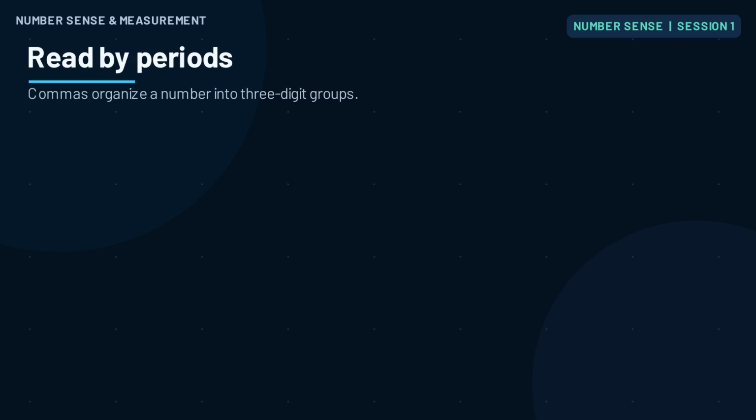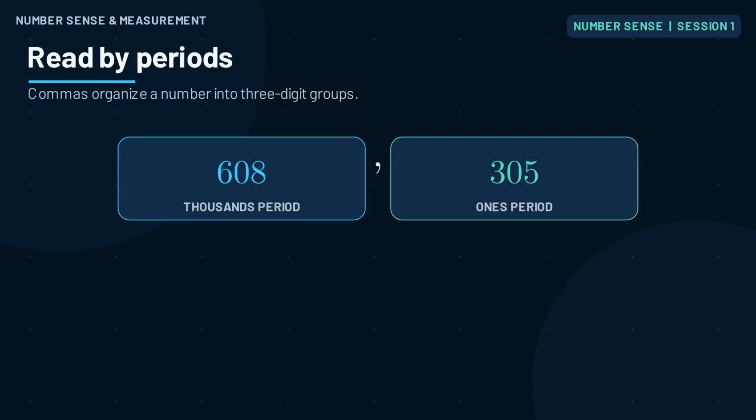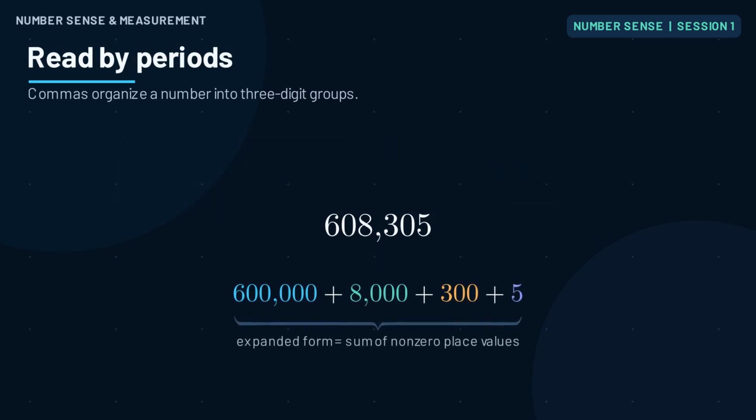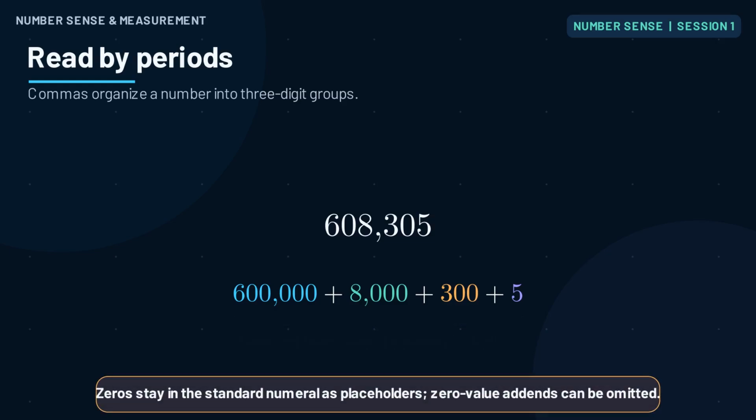Commas divide a whole number into 3-digit periods: millions, thousands, and ones. Read each period, then say its name. For 608,305, the non-zero place values are 600,000, 8,000, 300, and 5. Expanded form is their sum: 600,000 plus 8,000 plus 300 plus 5. The zeros are not written as addends, but their places remain present inside the standard numeral.